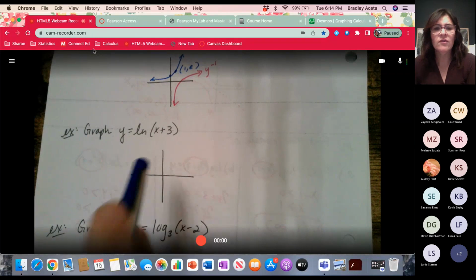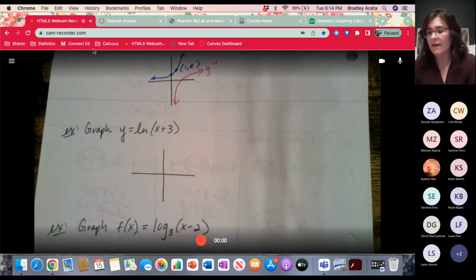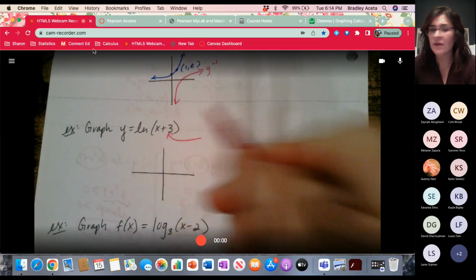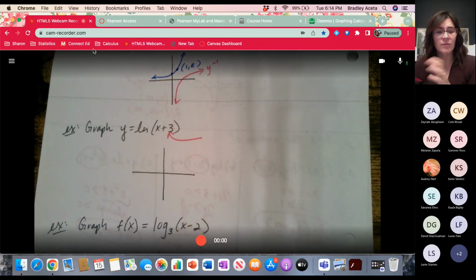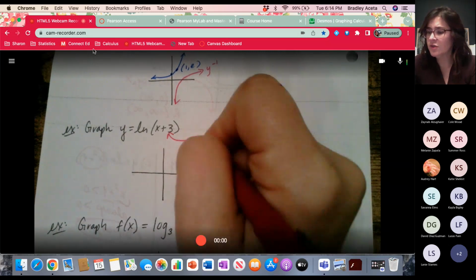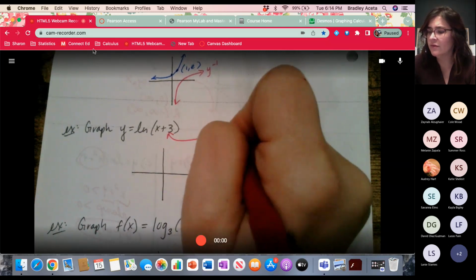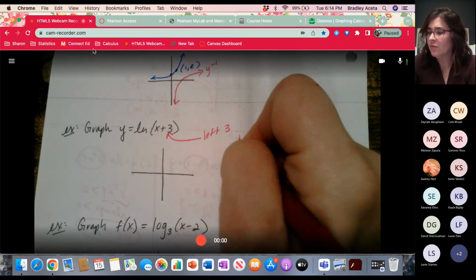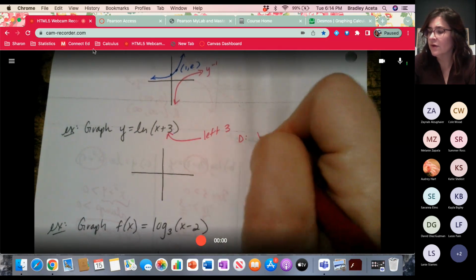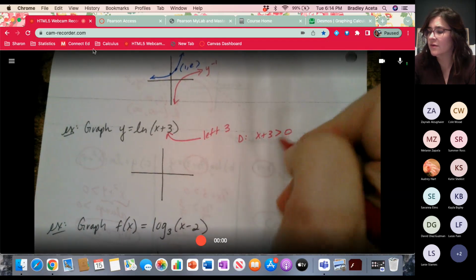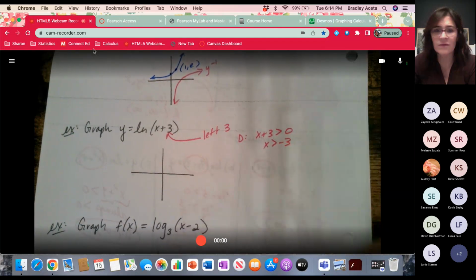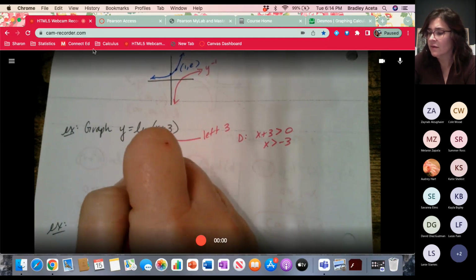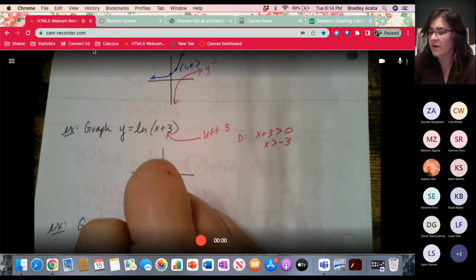But really, if you go to graph this, you all know that if you are inside the parent and you have a +3, that means you would shift left 3. And again, your domain would be where x plus 3 is greater than 0. So x has to be greater than -3. So there is a vertical asymptote there at -3.